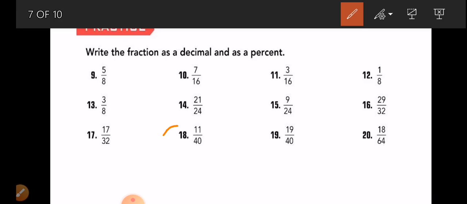Here, let's make question number 18. I have 11 over 40. I want to find the decimal of it. Can this 40 become 10 or 100 or 1000? No, it cannot be. So I don't have choices. I need to divide the numerator by the denominator to find my decimal.